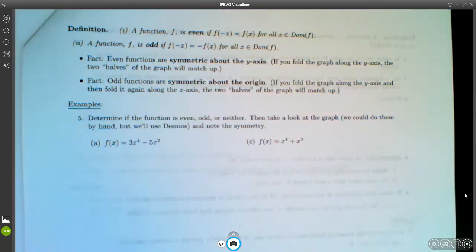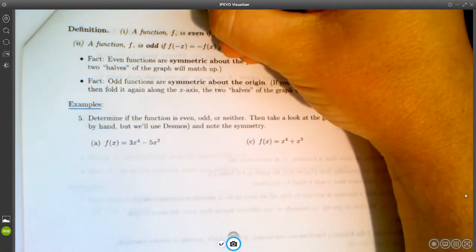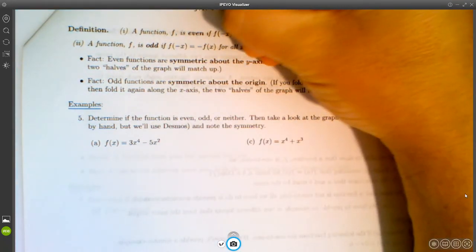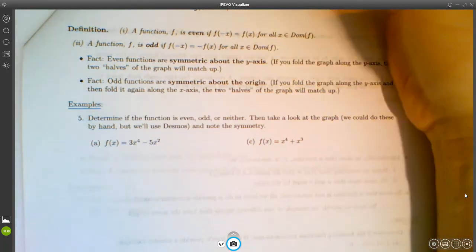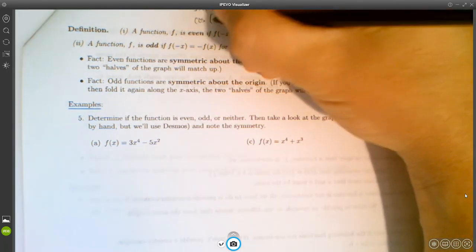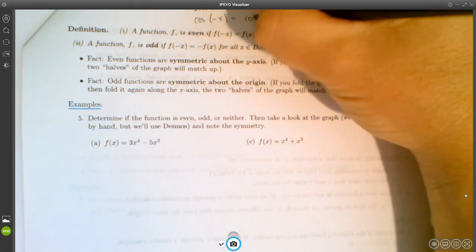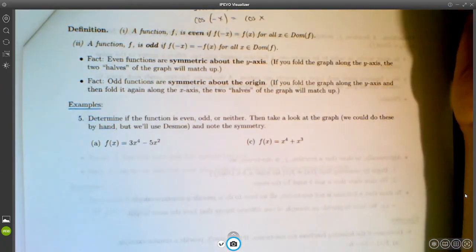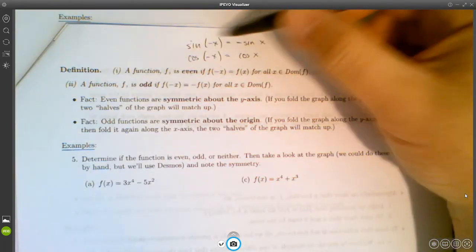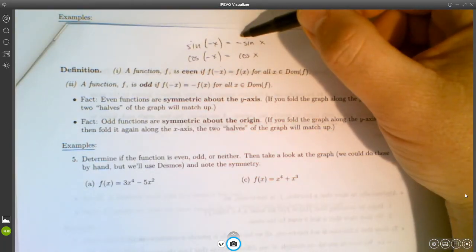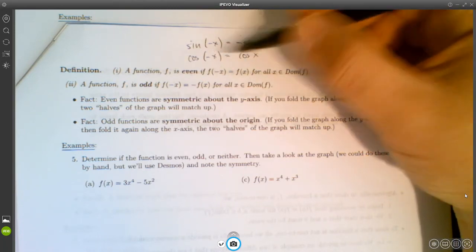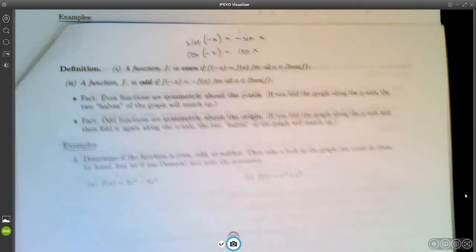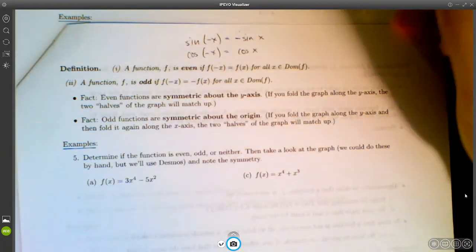And so consequently, the even-odd identity for sine was this, because sine is an odd function, whereas for cosine it was this, because cosine is an even function. Well, let me pull that down, sorry. So sine is an odd function, so this was the even-odd identity for sine, and cosine is an even function, so this is the even-odd identity for cosine. So it matches with what we're saying here about even and odd functions.